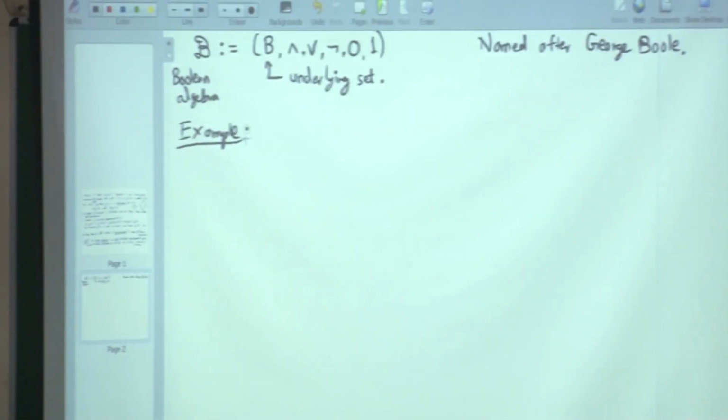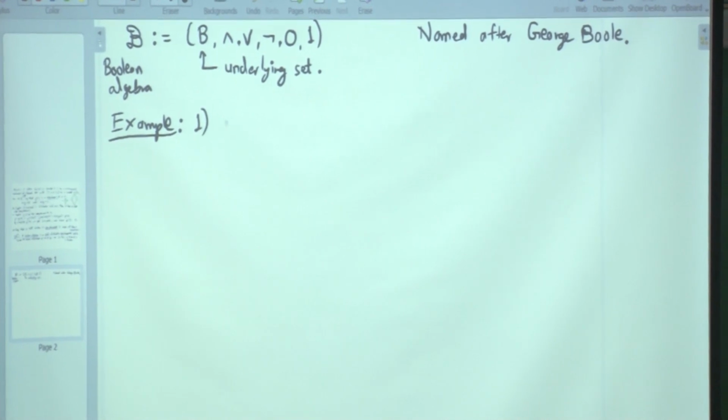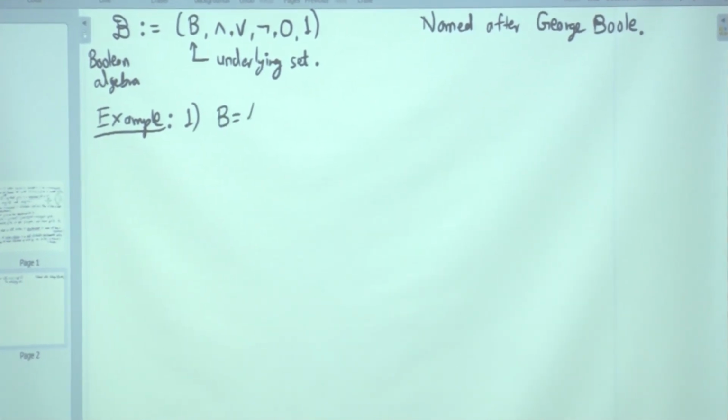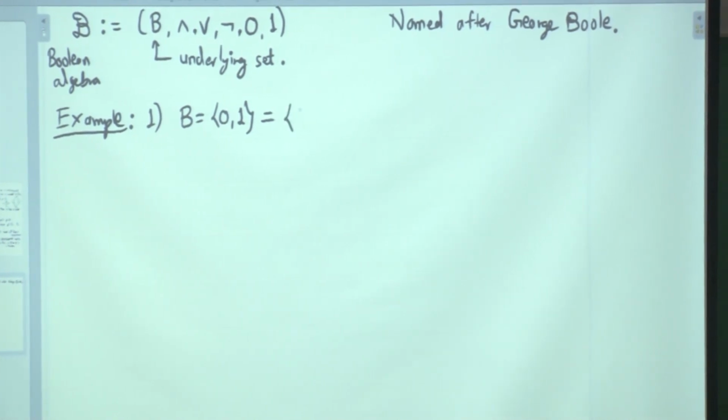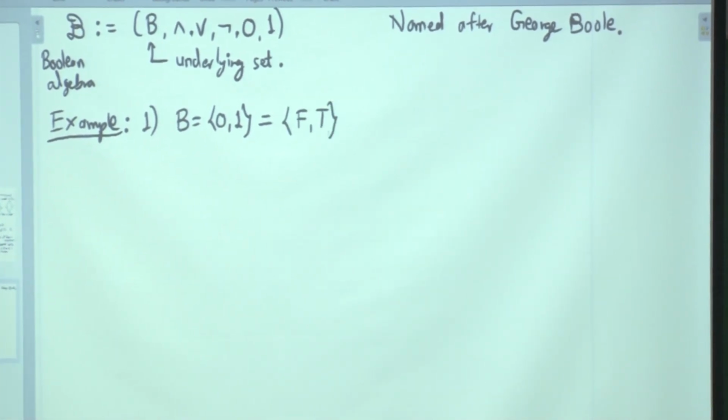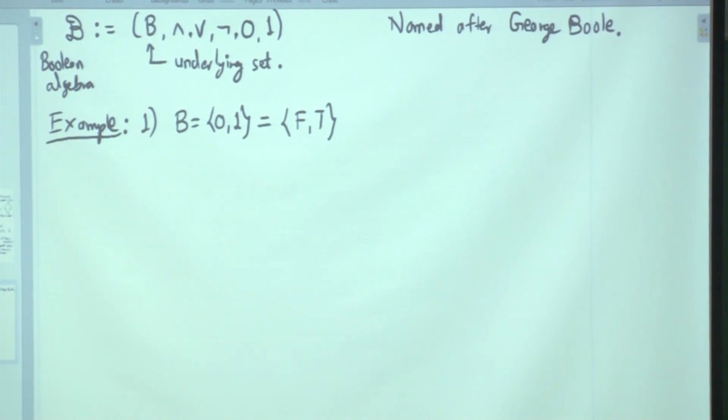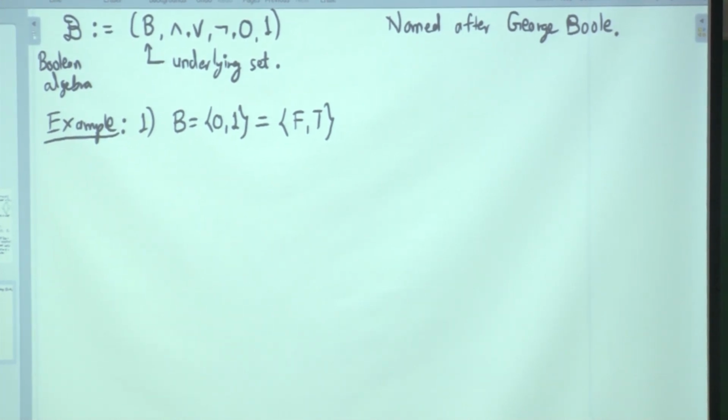And what is the reason behind that? So let us look at the first example. First example is that of B equal to {0, 1}, or as we will see in logic, we will also call them false and true. These are the logical truth values. So this is the two element Boolean algebra.